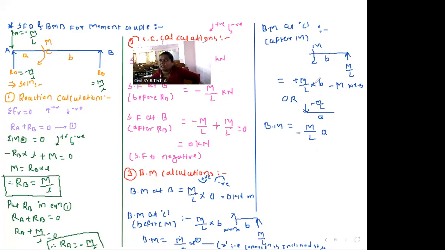So these both are the same. You just verify: put the value of B as L minus A and cross verify, you will get the same answer. Either you find the bending moment from the left side or the right side, you will get the same value. So the bending moment at C is equal to minus M into A divided by L. Now our shear force and bending moment calculations are over.